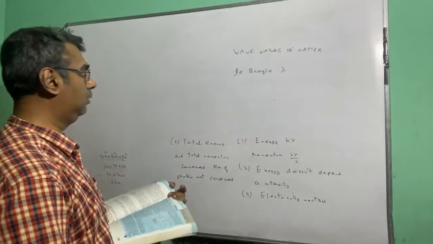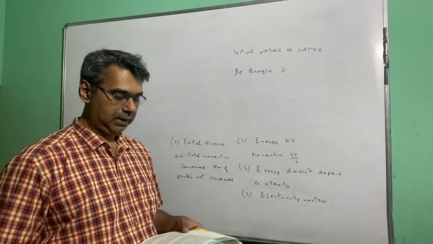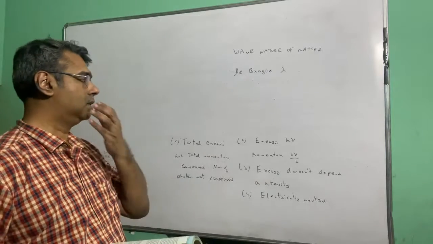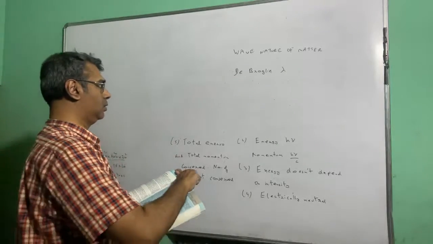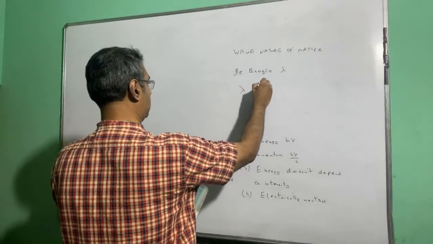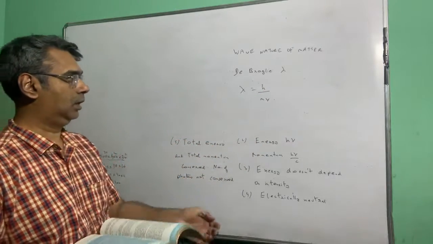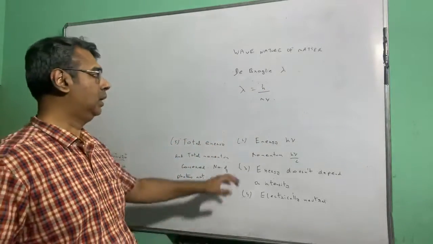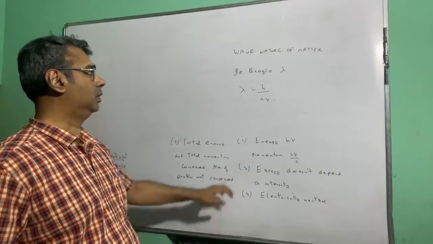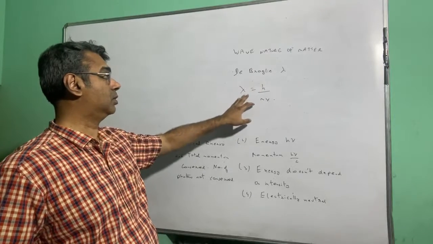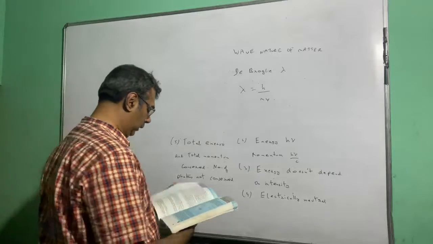Okay, then next we have wave nature of matter. According to the scientist de Broglie, just like photons can interact with particles, electrons can also show wave-like nature, and the wavelength associated with an electron is lambda equal to h by mv. So the wavelength associated with an electron is given by lambda equal to h by mv.